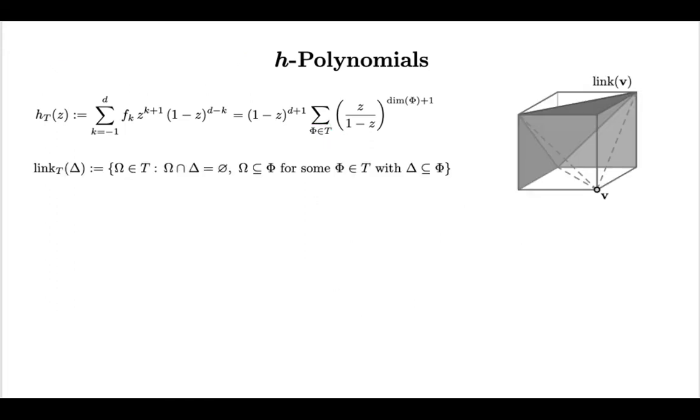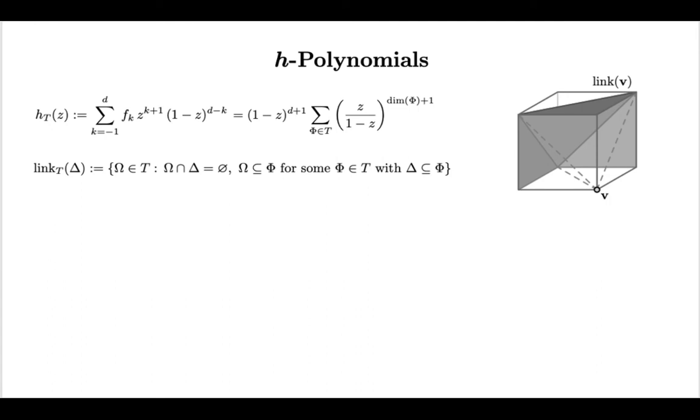Okay, this was a preview. Let me now introduce the ingredient that we need in the general case. We don't necessarily have a unimodular triangulation. So we need the notion of a link of the simplex in a triangulation.